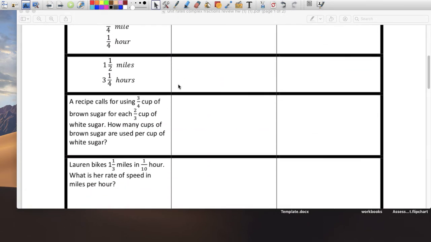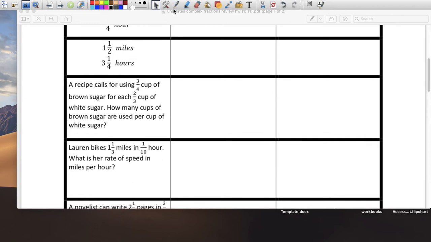Next one, the recipe calls for 3/4 cup of brown sugar for every 2/3 cup of white sugar. So how many cups of brown sugar are used per 1 cup of white sugar? So we want to know what happens when we have 1 cup of white sugar, how much brown sugar do we have? So white sugar is going to be at the bottom. So right now we have 3/4 of brown for every 2/3 of white. So every time we have that much brown sugar, we use this much white sugar.